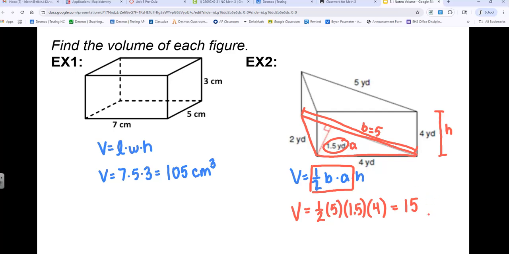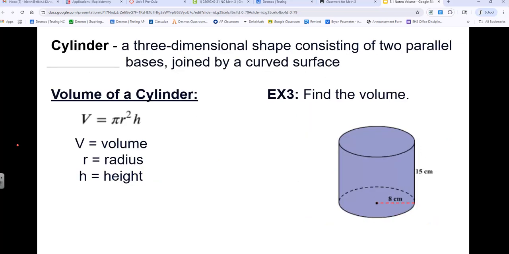What are our units here? Just yards? Cubed. Yeah, you can say cubic yards or yards cubed. Any time you do volume, your units are cubed. Okay, questions? All right. Okay, let's go to a cylinder.